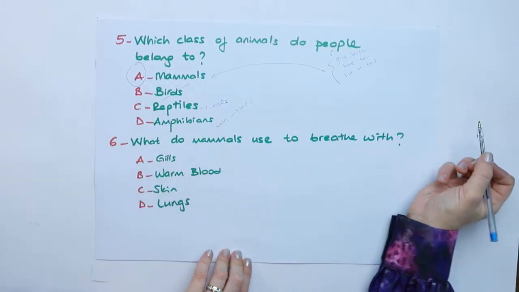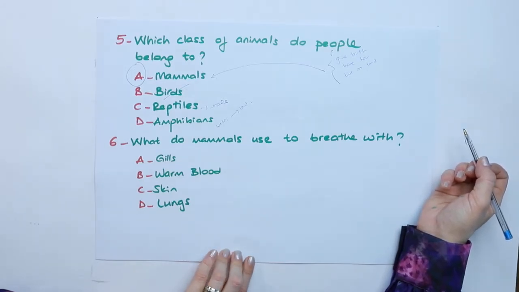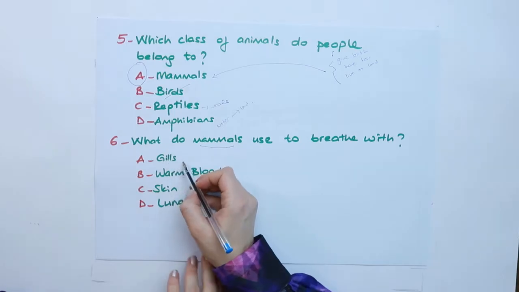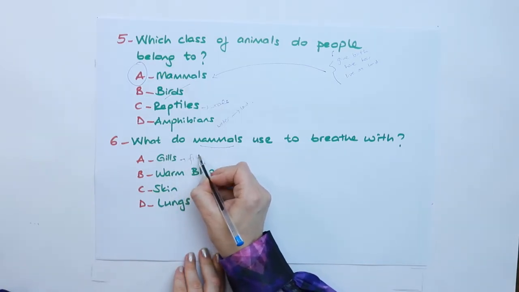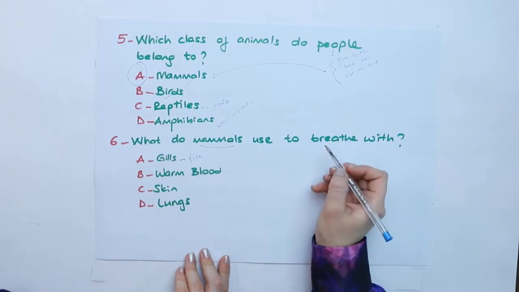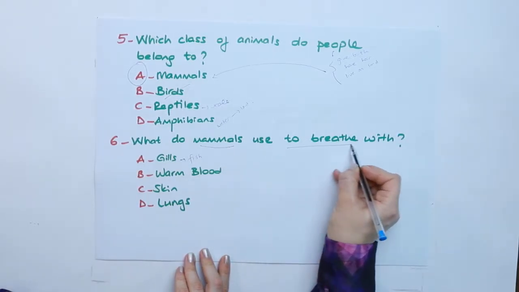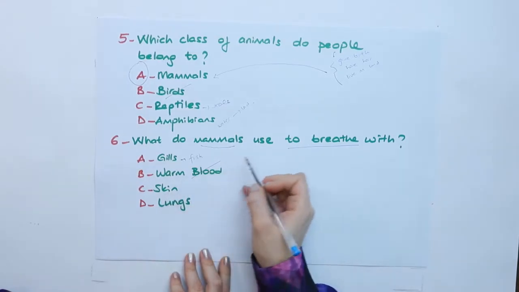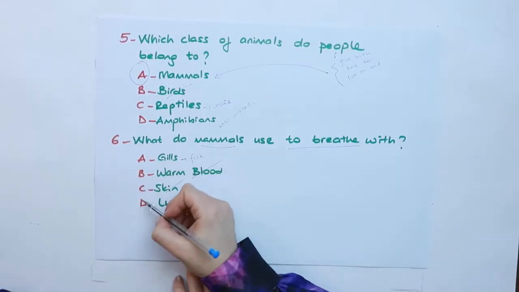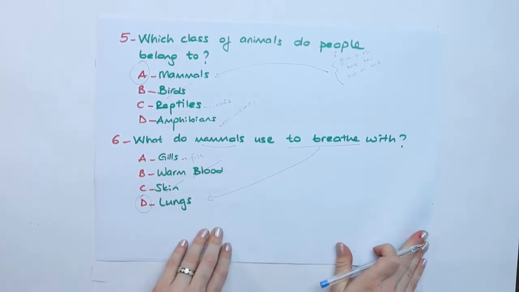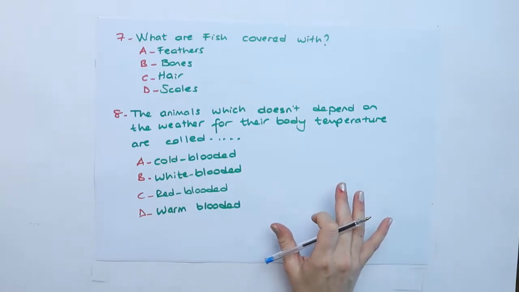Sixth question. What do mammals use to breathe with? Mammals, as you can see, gills are for fish to breathe. Warm blood, yes, mammals are warm-blooded, but this cannot help us to breathe with, so I'm going to skip. Skin, no, we don't breathe with our skins, but we've got lungs to breathe, so D is the correct answer.